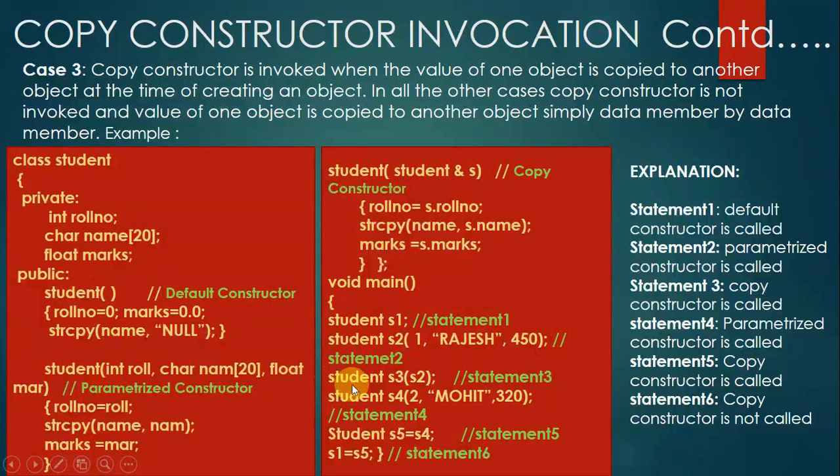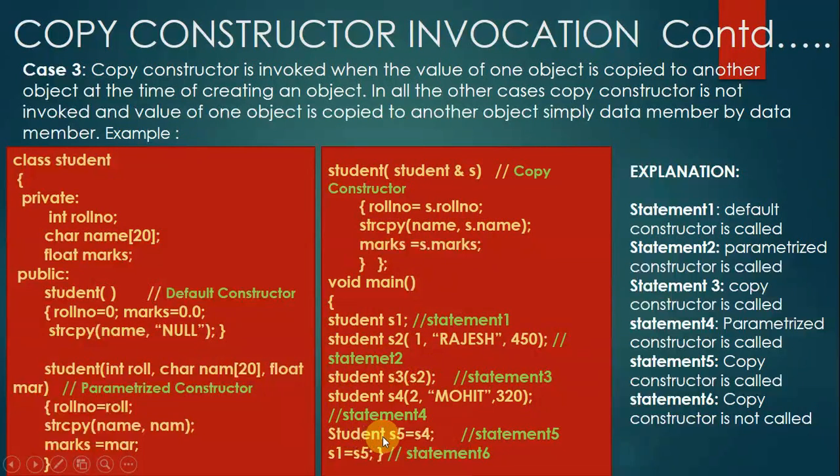Now in the third statement, I am writing student S3(S2). So in this case, I am assigning the values of S2 to the object S3. So in this case, the copy constructor would be invoked. And again, I'm creating one more object S4 by passing arguments to it. And these arguments are the values for the data members of the object S4. So the parameterized constructor will be called and the roll number of S4 will take value 2, name will take value Mohit and marks will take value 320.